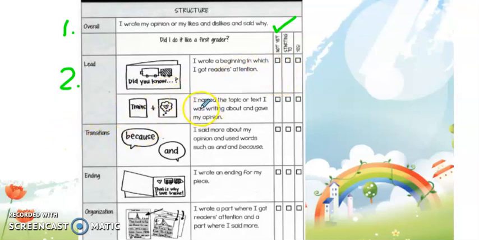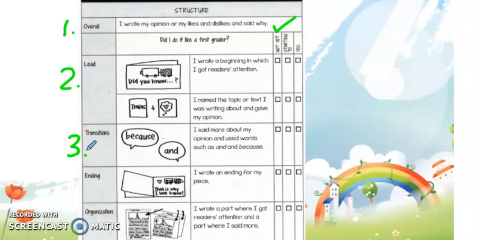The next item is I named the topic or text I was writing about and gave my opinion. Do you start talking about your topic at the beginning? You can check yes or no. Number 3, transitions. The third part is transitions.